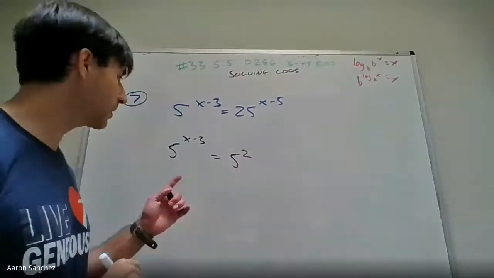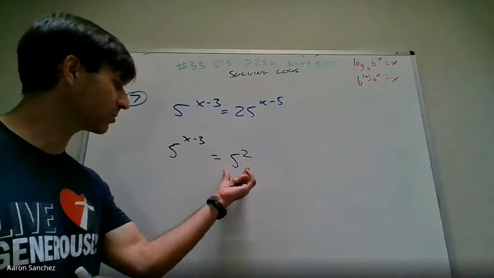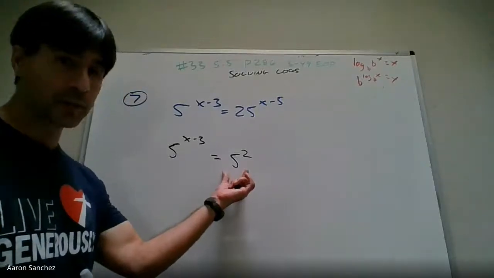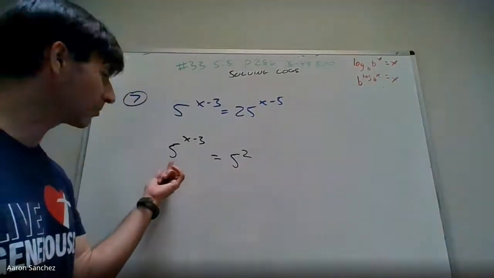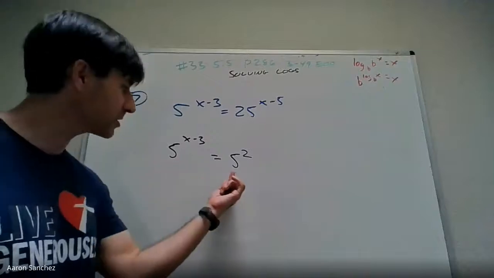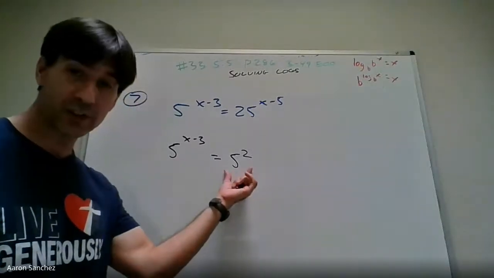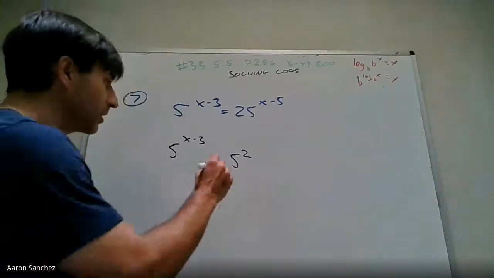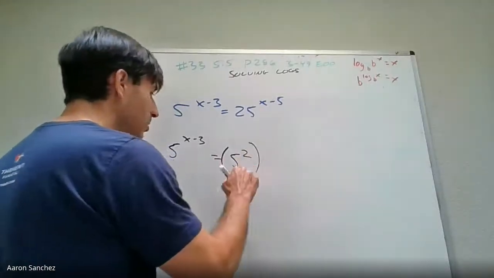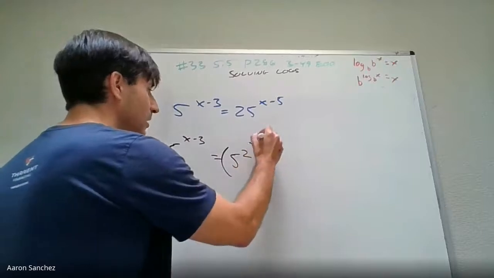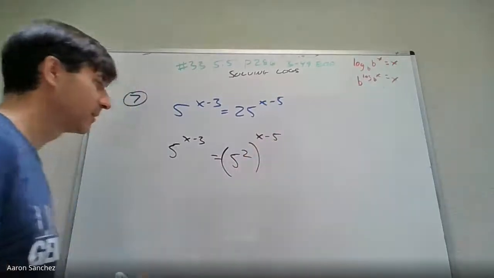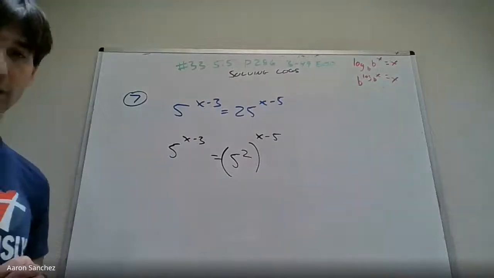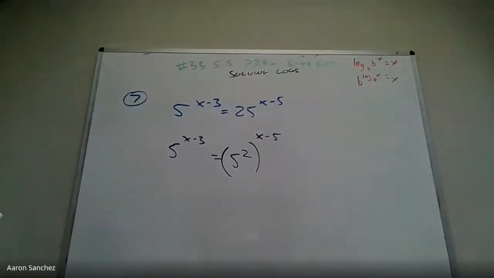It doesn't change the value. This is still 25, right? If you make this 25, it's no longer 5. You want the same value, but this is still 25, right? So I can do that. It's still 25, just make it 5 squared, and then I go like this. Remember, this is 25 raised to the x minus 5. Go ahead and look at that for a second, see what I did, think about it.